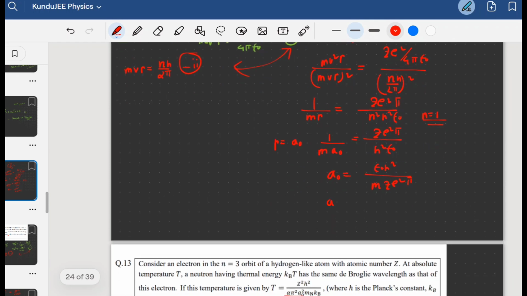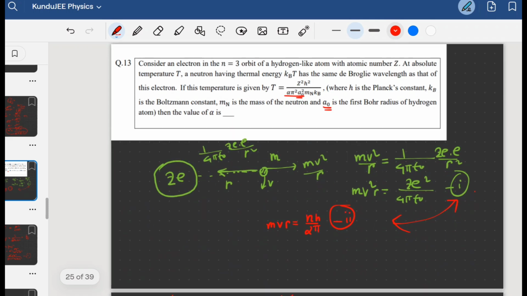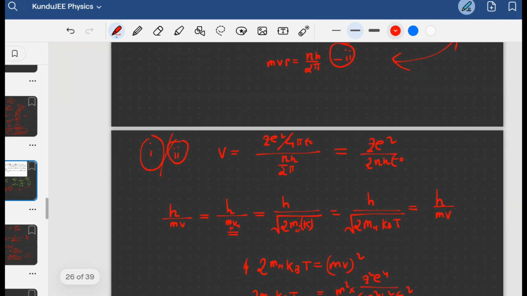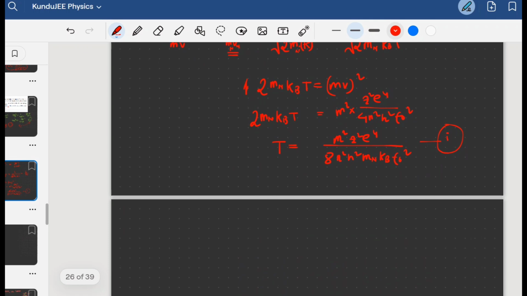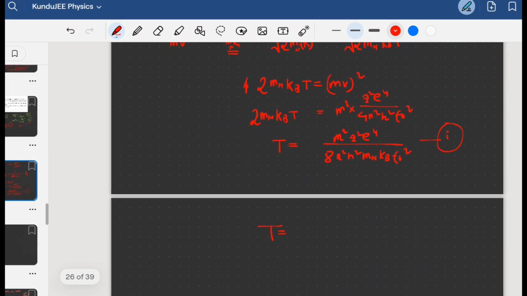So a naught square that we are getting is h to the power 4 by m square z square to the power 4 pi square. We are getting this a square value. If we put it here, ultimately we'll get this expression. I am not doing that right now. So z square h square by something, 8 n square into a naught square, and other terms will be there.